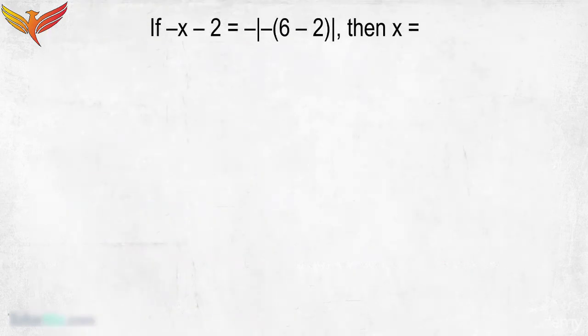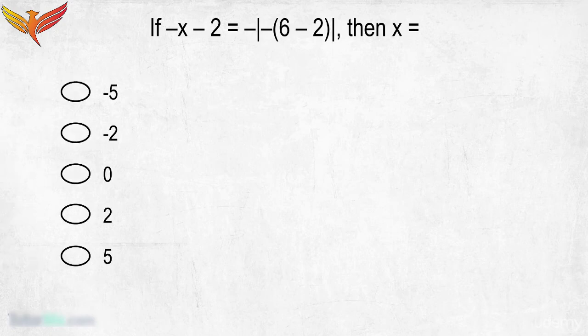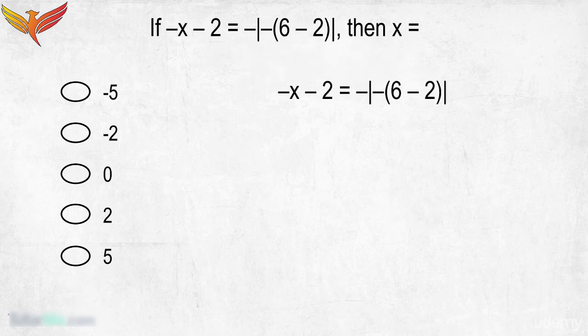If negative x minus 2 equals negative absolute value of negative 6 minus 2, then x equals... Taking the equation given, we'll start working from the inner set of parentheses. 6 minus 2 is 4, so we're left with negative x minus 2 equals negative absolute value of negative 4. This can appear confusing for many because of the double negative signs. We have the negative absolute value of negative 4.